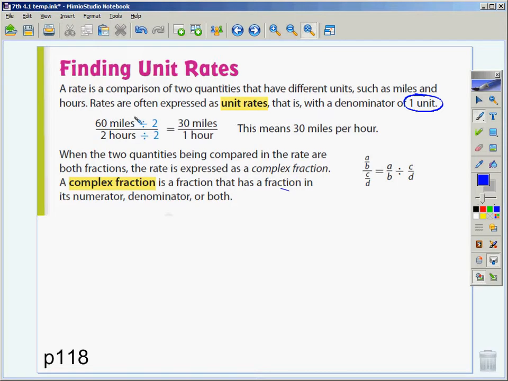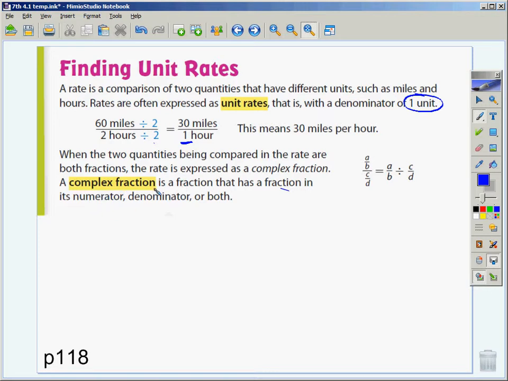If they had 60 miles in 2 hours, I've got to make sure my denominator is a 1 to be a unit rate. So to get my denominator to be a 1, they divided both the numerator and denominator by 2. So it was 30 miles in 1 hour, 30 miles per hour. To be a unit rate, that's what it's talking about. The denominator has to be a what? It has to be a 1.